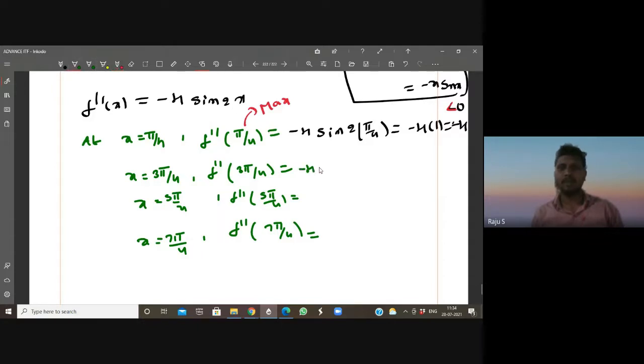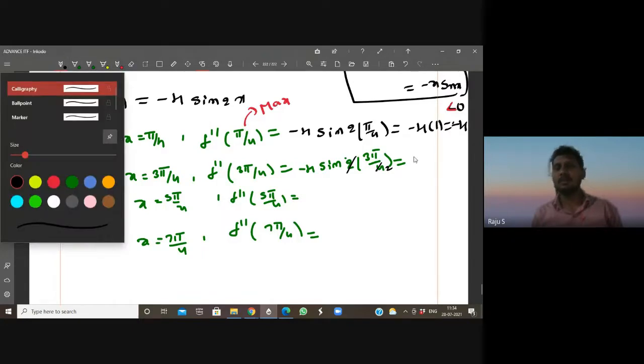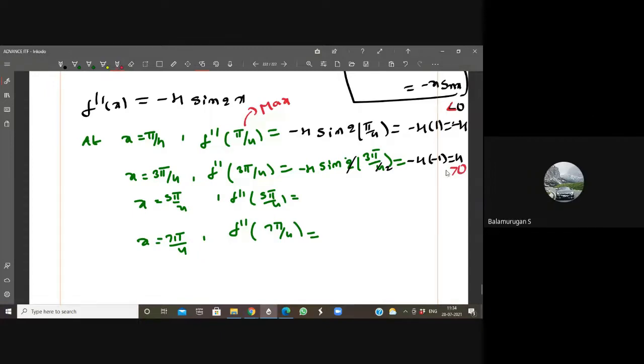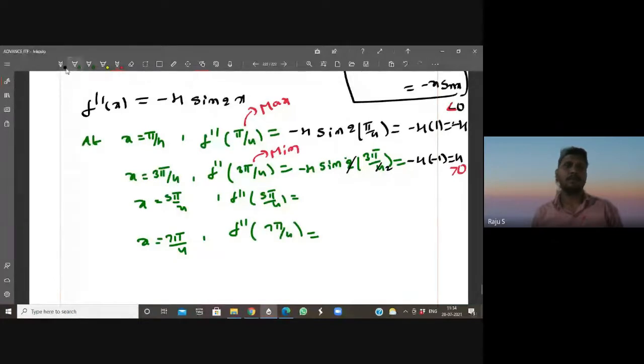Next, 3 pi by 4: minus 4 sine of 2 times 3 pi by 4. If I cancel here, it is 3 pi by 2, nothing but 270 degrees. What is sine 270, students? Is four greater than 0 or lesser than 0? Greater than 0. At this point, maximum or minimum? Minimum.